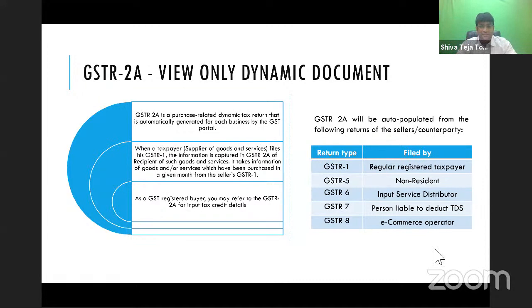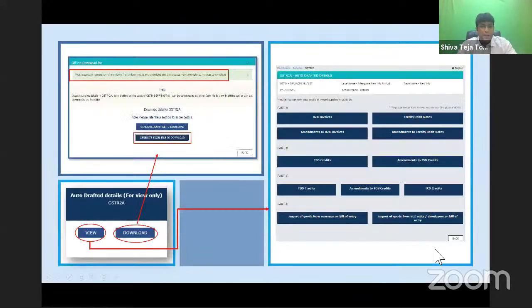Next point. You can see the columns, guys. So for a couple of our clients, we have taken the auto-populated data there. So GSTR2A auto-drafted details. You can see the columns there. First, you have got two options. One, view. Second, download. So you can see the download arrow mark. If you click that download, there's an option called generate Excel file to download. You can download the Excel file and see the complete content there through the Excel option.